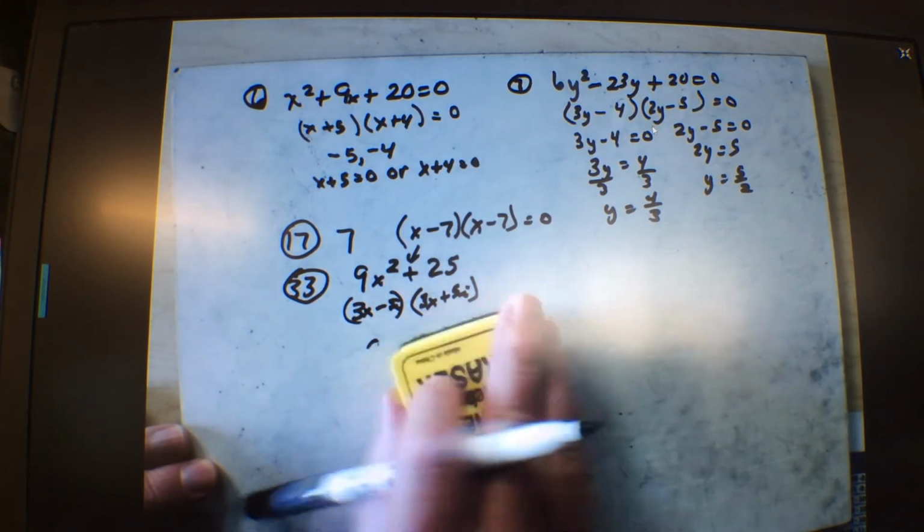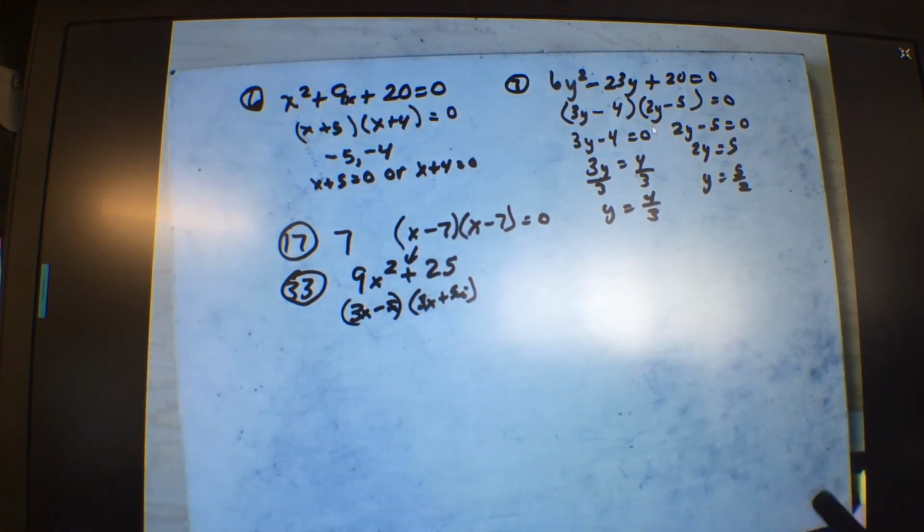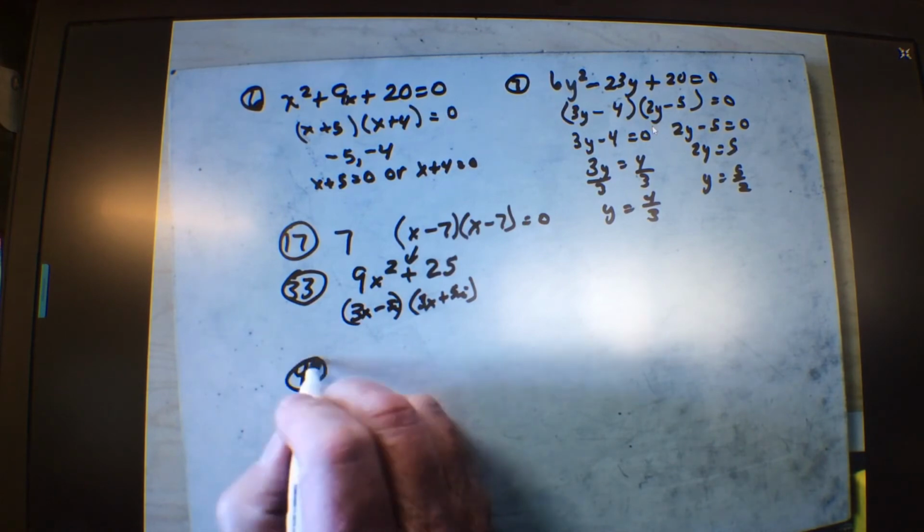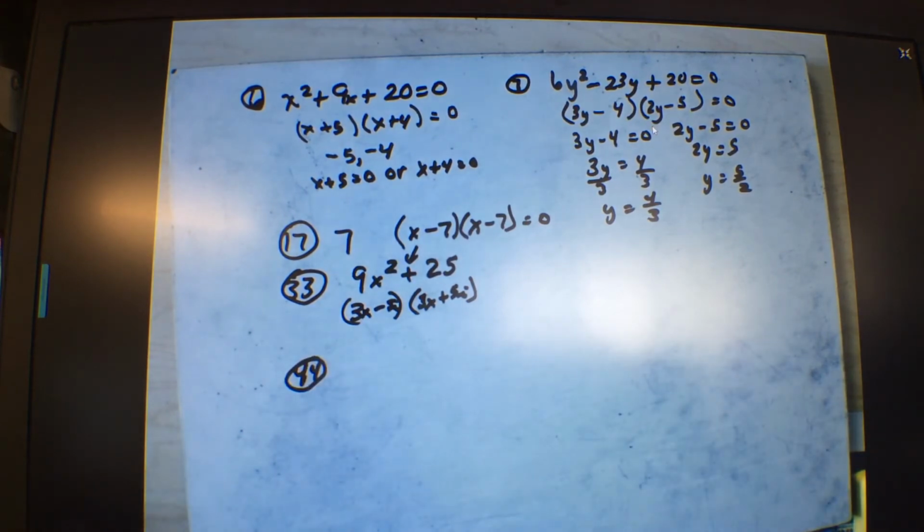Okay. All right, then 35 through 43, you're going to actually solve. So on the first ones, you're going to factor, but it's 44 that causes the problem. It's the story problem. So let's do that together, shall we? Yes.